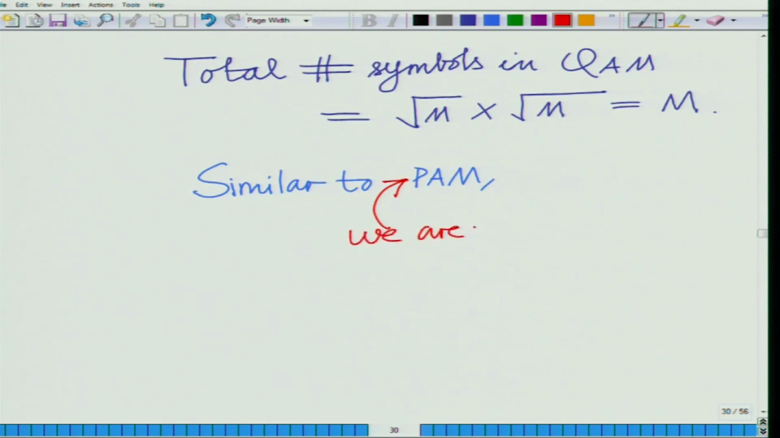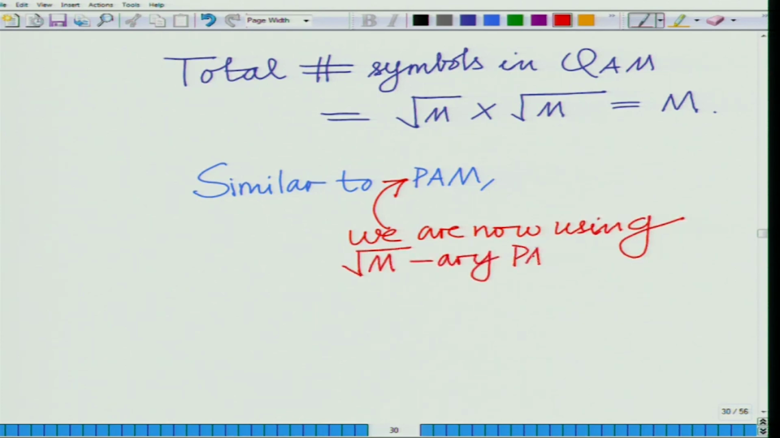Note, everything remains the same except M-ary PAM becomes square root of M-ary PAM. So, M-ary QAM can be thought of as being formed from two independent square root of M-ary PAM constellations. Alright. So, our PAM is now a square root of M-ary PAM, that is, each of A1 and A2 belongs to a square root of M-ary PAM, which is the interesting aspect.